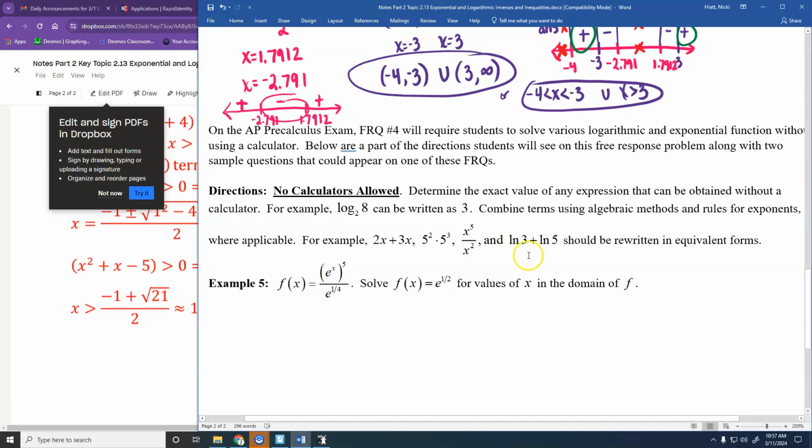And natural log of 3 plus natural log of 5 should not be left like that. It would be natural log of 3 times 5, which would be natural log of 15.